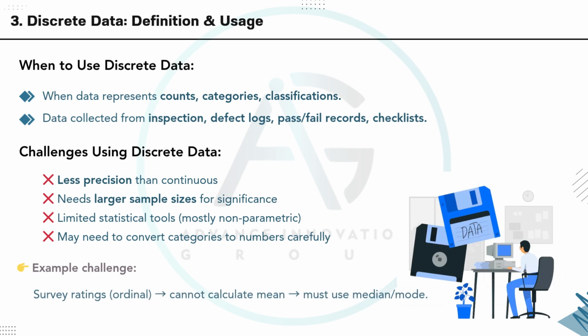Let's now summarize when to use discrete data and understand some of the challenges that come with it. When to use discrete data: use discrete data when you're dealing with counts, categories, or classifications. For example, how many defects? Which department? What type of issue? It's commonly collected during inspections, defect logs, pass/fail records, checklists. These are typically yes/no, true/false, or select-from-a-list types of data.